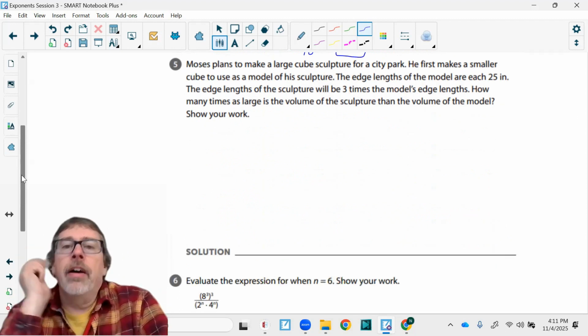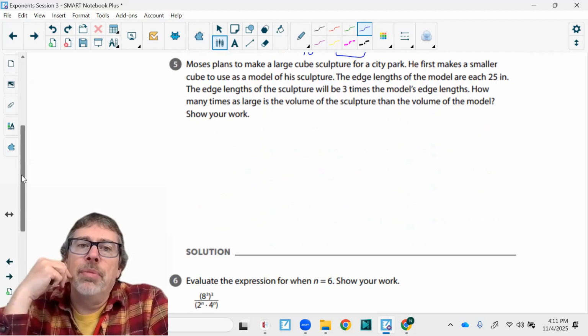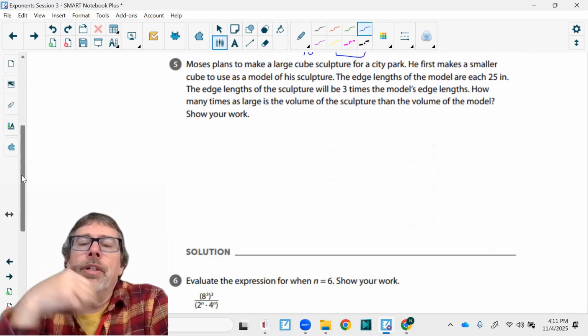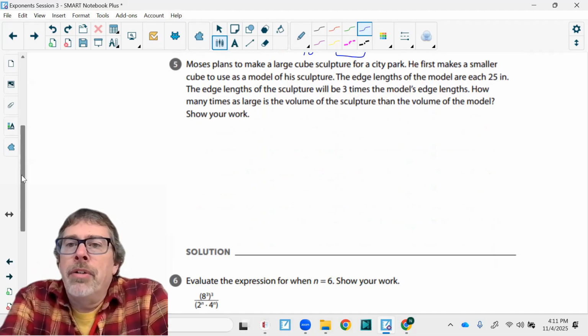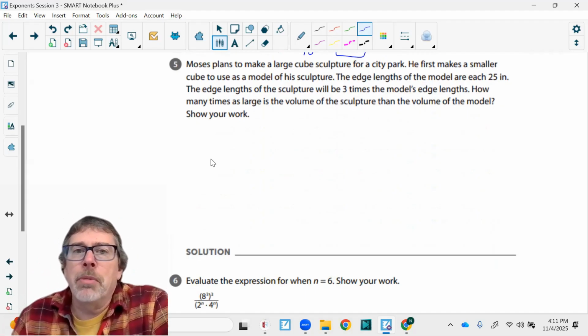Moses plans to make a large cube sculpture for a city park. He first makes a smaller cube to use as a model of his sculpture. The edge lengths of the model are each 25 inches. The edge lengths of the sculpture will be 3 times the model's edge lengths.